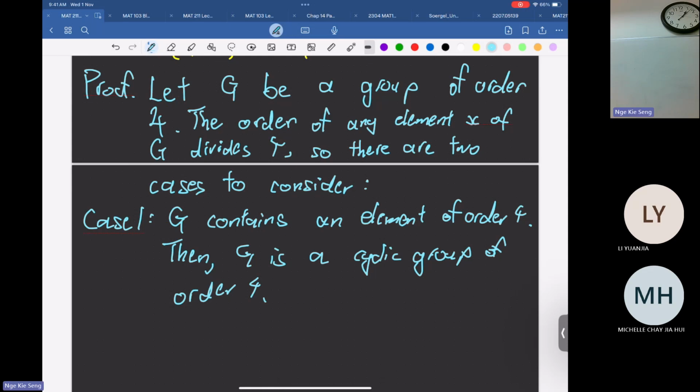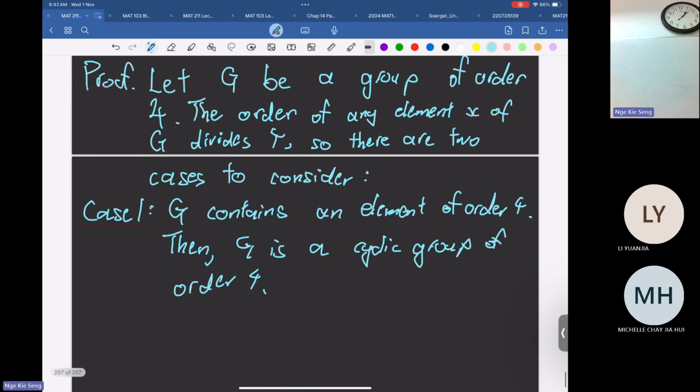If you have a question, you can ask also. No question? Okay, I'm happy. Make sure you're happy. If not happy, you have to say. If I'm not happy, I also say. So if you're not happy, you also say.